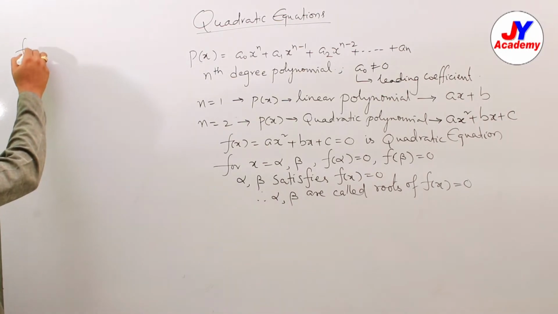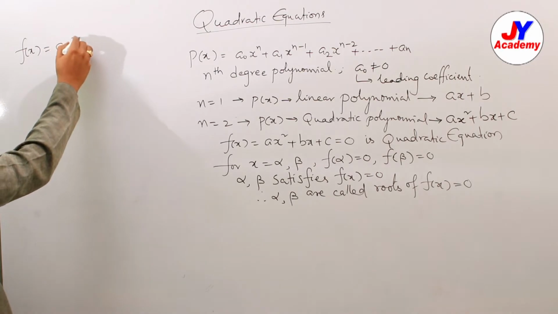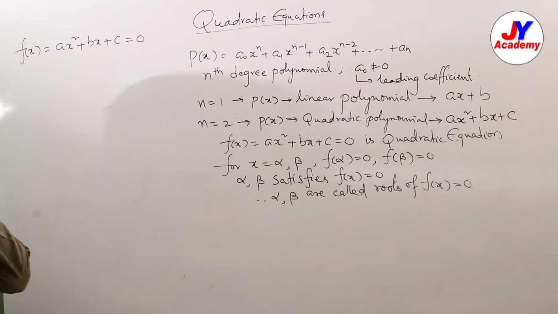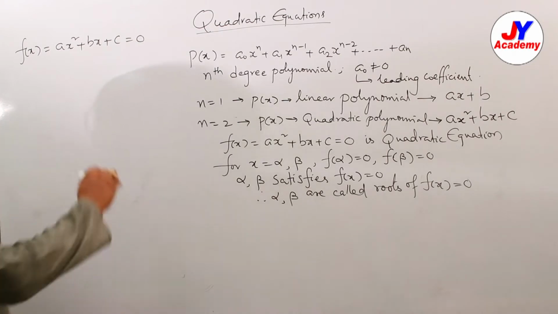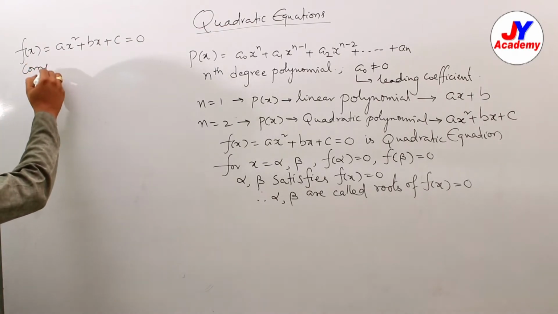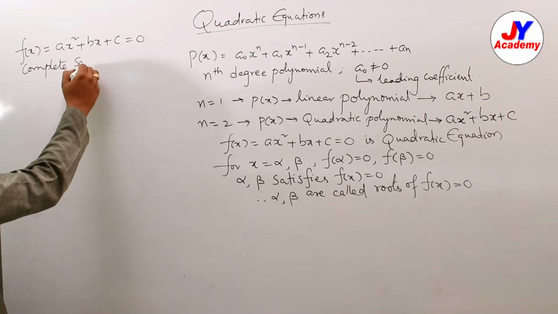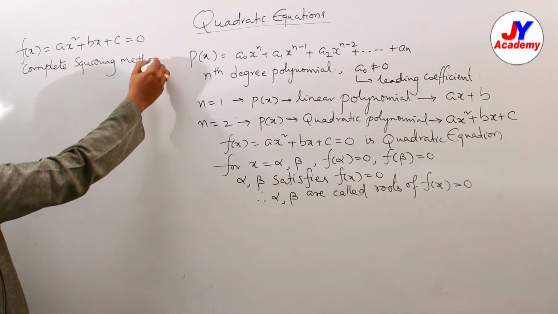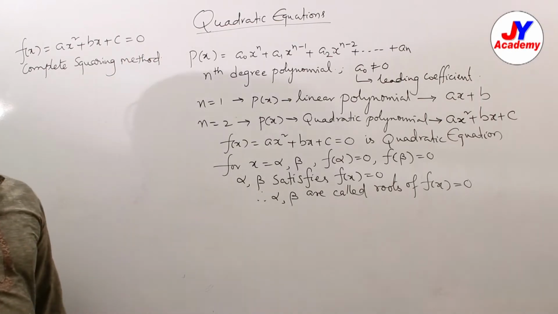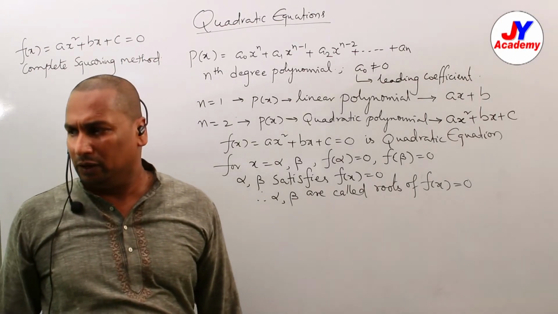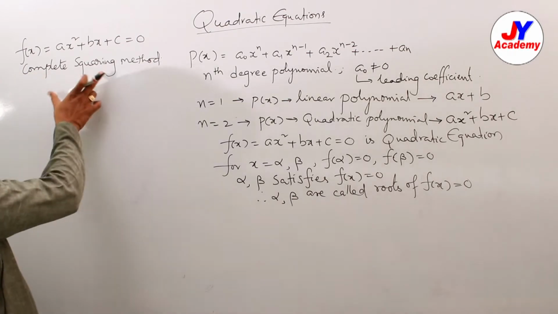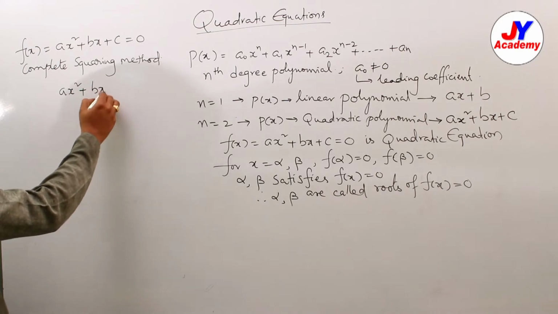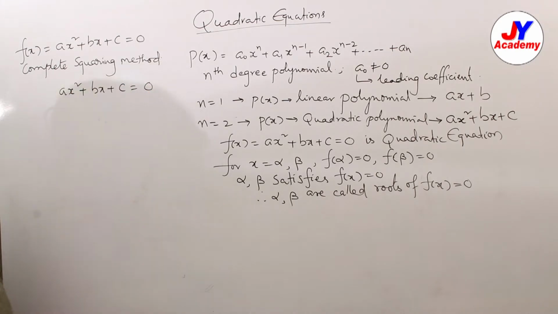So f of x is equal to ax square plus bx plus c is equal to 0. So while deriving roots, we have to follow the complete squaring method. So what is the complete squaring method? Now we are going to discuss the complete squaring method. So here ax square plus bx plus c is equal to 0.